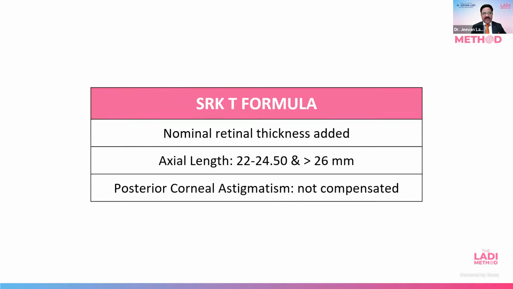What is the SRK-T formula doing? This is the only formula where a nominal thickness of retina is added by default. But the range in which it works is 22 to 24.5, and it is not suited to more myopic eyes having axial length more than 26 millimeter. Posterior corneal astigmatism is not compensated, and it is not good enough for shorter eyes or hyperopic eyes. So it's still better to go to other formulas which are freely available on the internet.